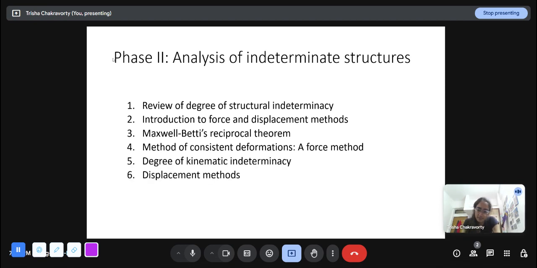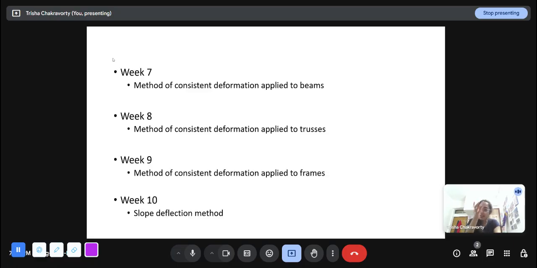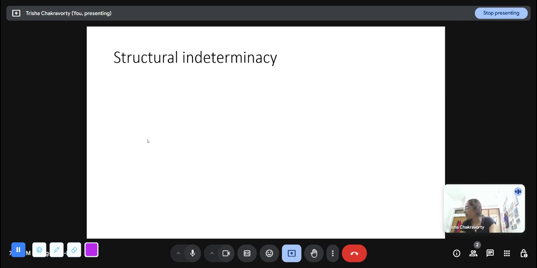Degree of kinematic indeterminacy and the displacement methods. Week 7 was about method of consistent deformations applied to beams. Week 8 was method of consistent deformation applied to trusses, and week 9 is method of consistent deformation applied to frames. These are the force methods, these 3 weeks, and then in week 10 we looked at slope deflection method. Week 11 was moment distribution method, and today we are going to look at stiffness matrix method. All these three are displacement methods. So displacement methods and force methods, we'll see how they broadly vary from each other.